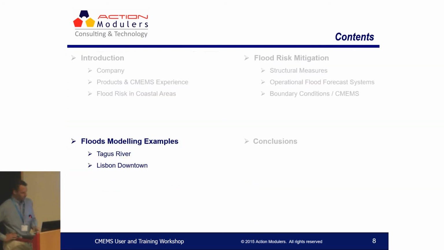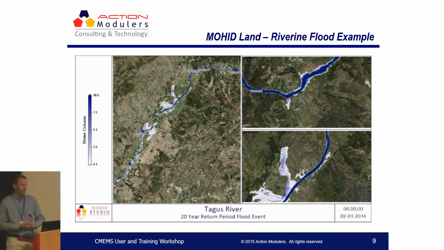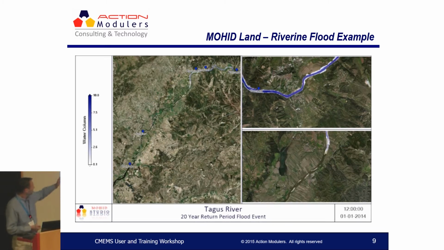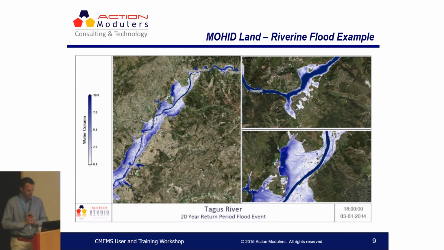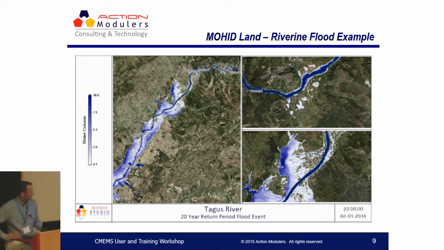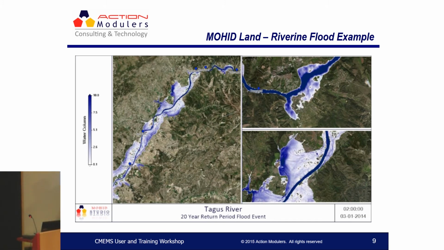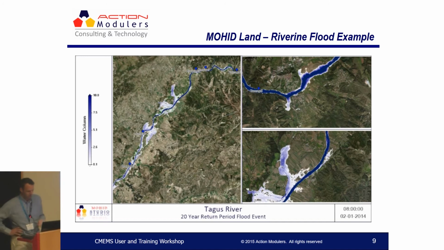So, some examples of what we can do with our MOHID Land model to model floods. The first example shows an animation of the Tagus River, one of the biggest rivers we have in Portugal. This animation shows the propagation of a 20-year return period flood in the last 100 kilometers of the river. More or less down here is the estuary of the Tagus, so that would be the boundary condition. And then you can see on the right two details of some specific areas which we modeled.